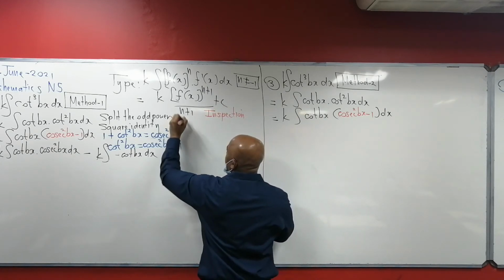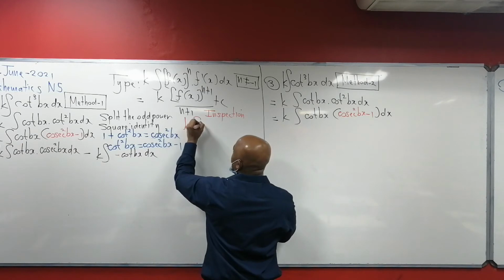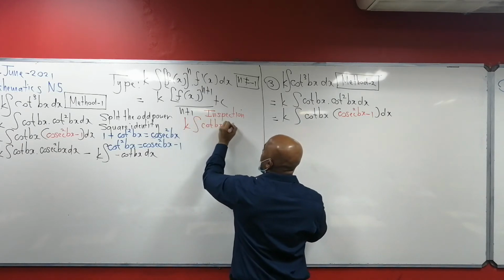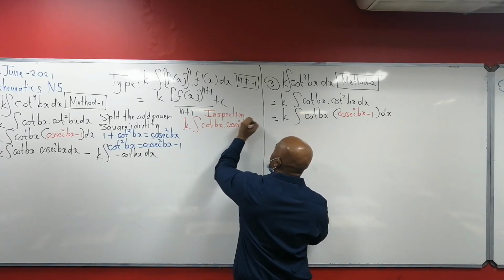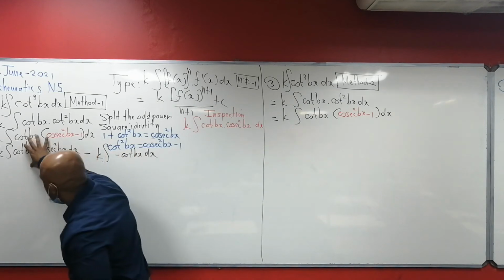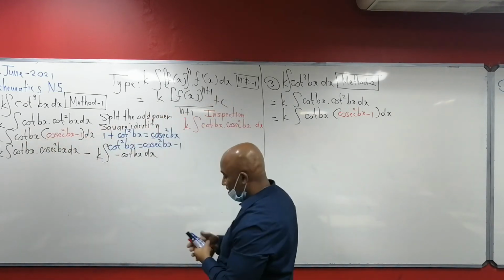So what do I have? I have k times the integral of cot bx times cosec squared bx dx. Right, so now there's a check. All I'm doing is transferring this here just to show you inspection.